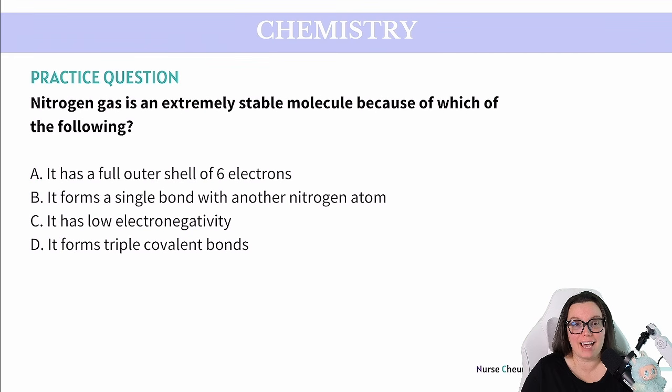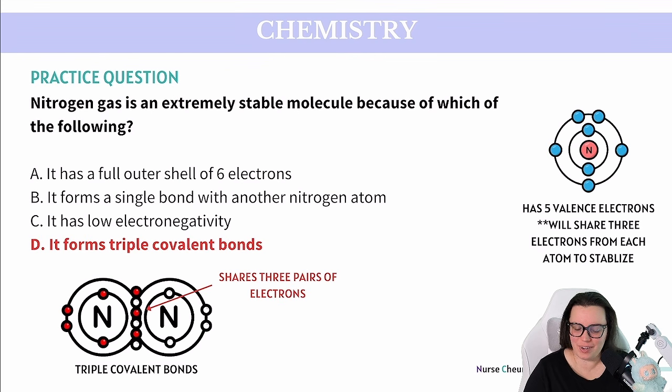So nitrogen gas is an extremely stable molecule because of which of the following? Is it because it has a full outer shell of 6 electrons? It forms a single bond with other nitrogen atoms. It has a low electronegativity, or forms triple covalent bonds.